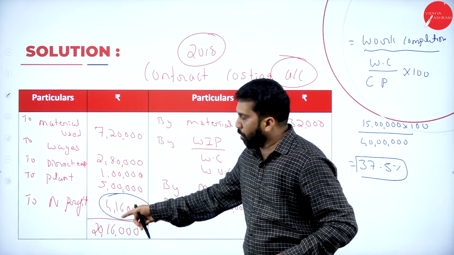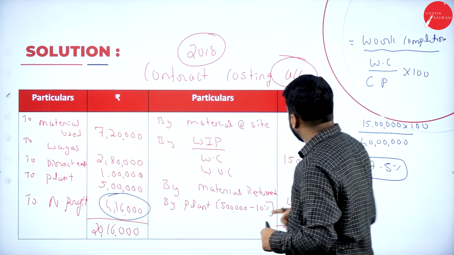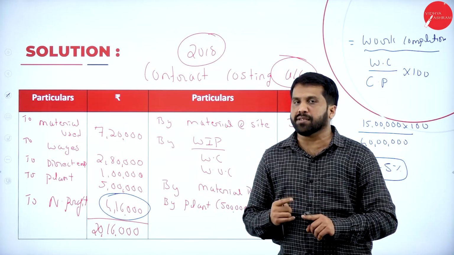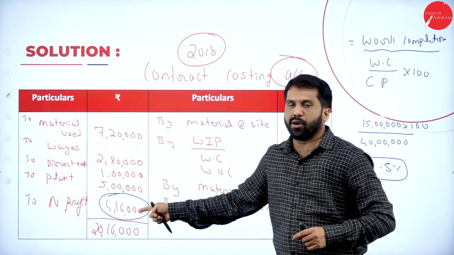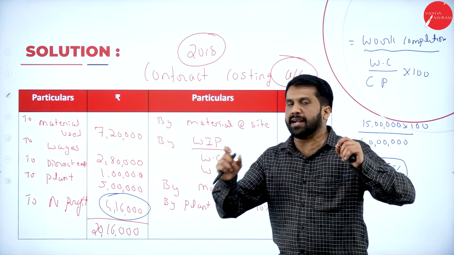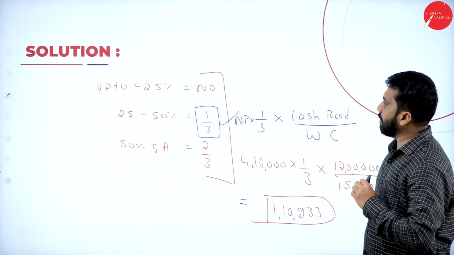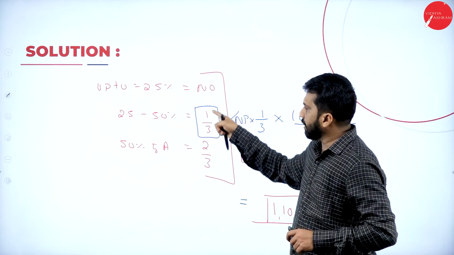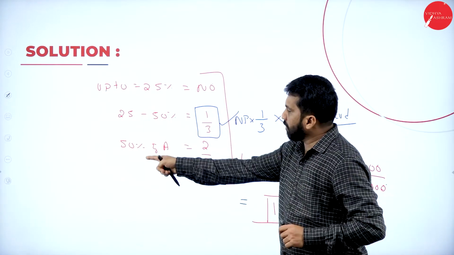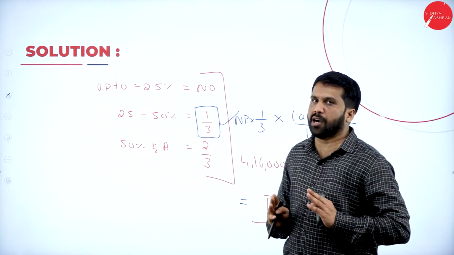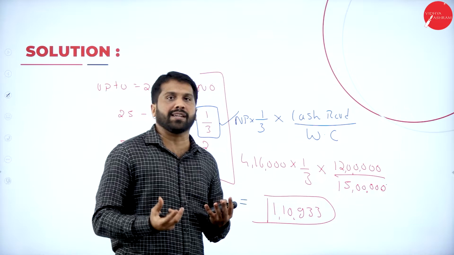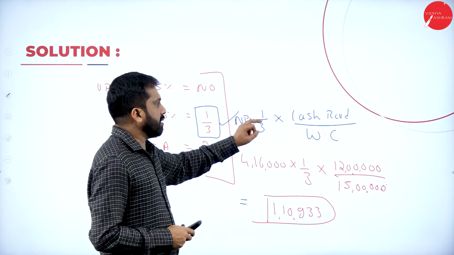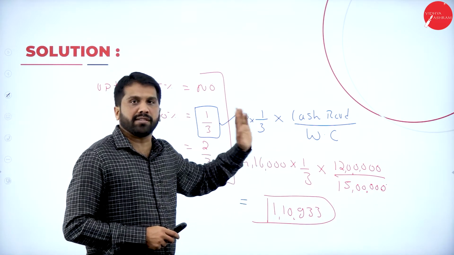Then you have to divide your net profit. If it is less than 25%, we will not divide anything. If it is more than 25%, we have to divide your net profit into general reserve and profit and loss. Now, how to divide? Up to 25%, no division. 25 to 50%, 1/3 calculation. 50 and above, 2/3 calculation. Now, how to do the calculation? For that, we have a formula: notional profit into 1/3 into cash received divided by work certified.